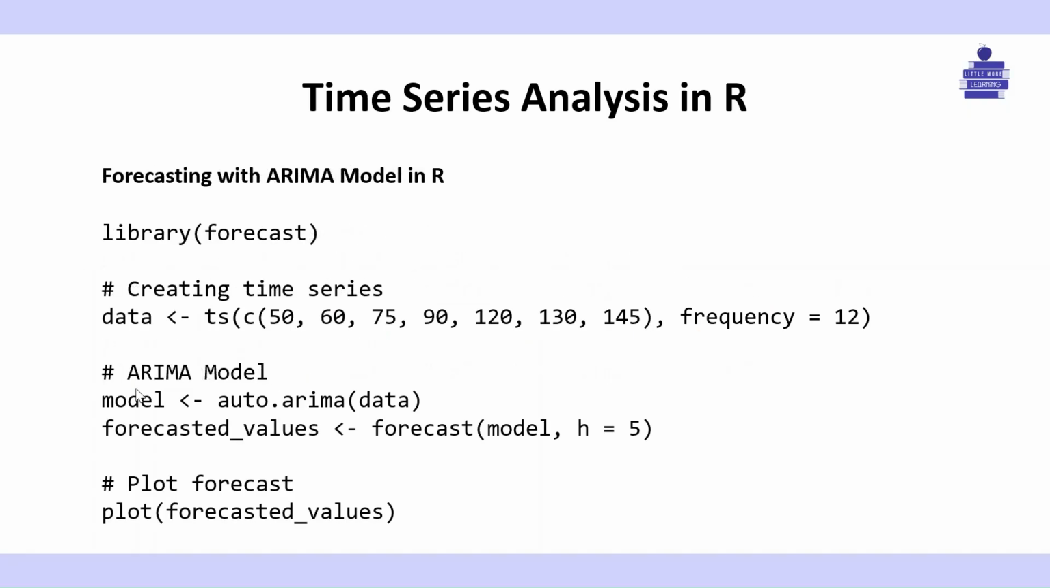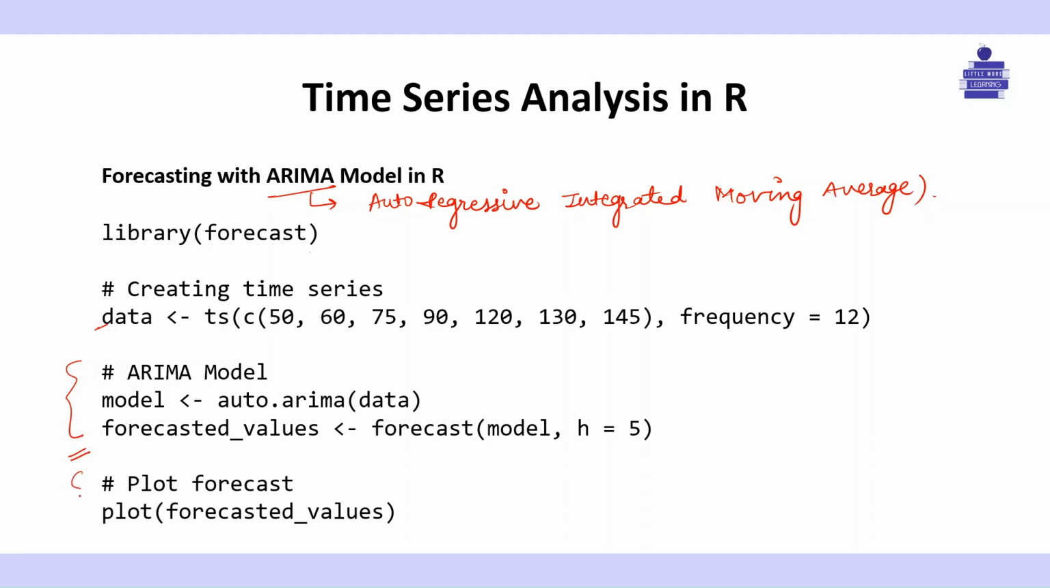Let us take an example of forecasting with the ARIMA model in R. So ARIMA, what does it stand for? It stands for Autoregressive Integrated Moving Average. It predicts future values based on past data. When you look into this section of code, we are having a library named forecast. Then we are creating time series data. Then we are fitting an ARIMA model to it, and finally plotting it out to visualize the trends over time.